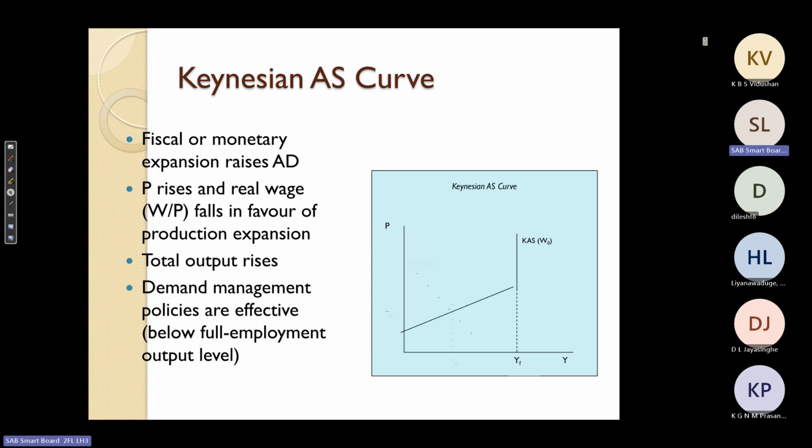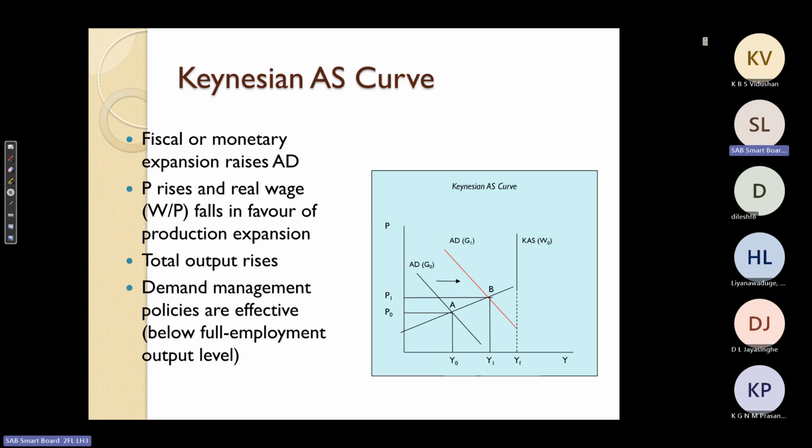If you draw the aggregate demand curve, a normal downward-sloping demand curve, and the government raises expenditure, what happens? It shifts to the right, no? Aggregate demand shifts, and the income level increases. If the supply curve is purely horizontal, there will be no impact on prices. But generally, we know there will be an impact on prices. We draw it this way.